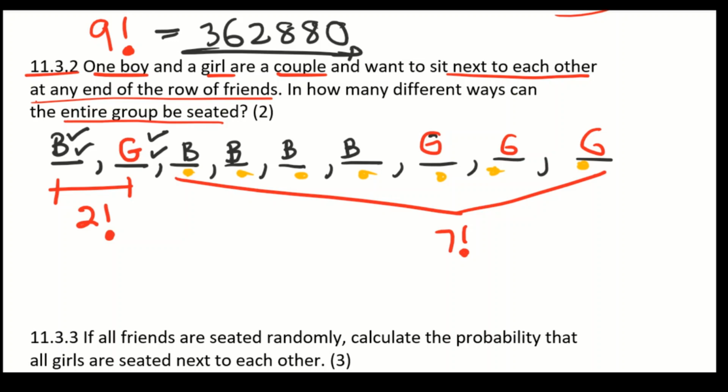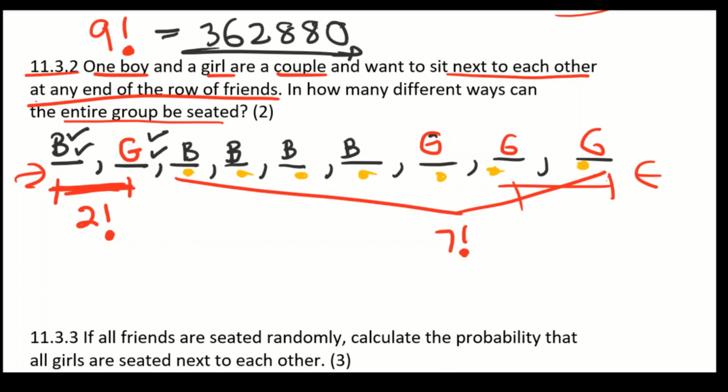They can be seated in different ways in these seats. So what's most important is you and your girlfriend being seated together. But you won't just be seated together on this side, right? You can also be seated together on this other side, right? Remember, they said a boy and a girl want to sit next to each other at the end of the row of friends. That's why I underlined this statement, at the end of the row of friends. So it's either you're seated on this side or you're seated on that other side. So there are 2 ways that you can be seated with your girlfriend.